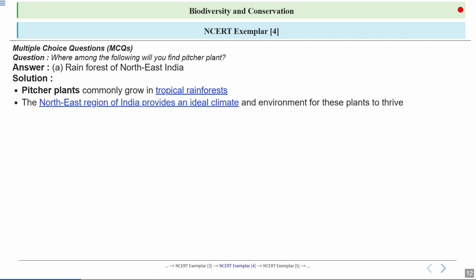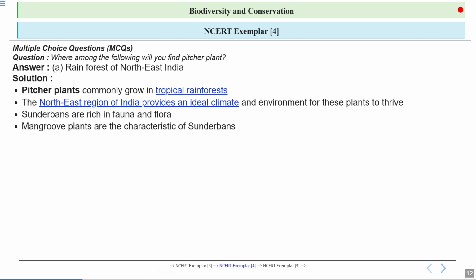The northeast region of India has a warm and humid climate with plenty of rainfall, which creates a perfect environment for plants to grow and flourish. Now, the Sundarbans, located in the delta of the Ganga and Brahmaputra rivers, are a unique and rich ecosystem that supports a wide variety of plant and animal life, making them a significant area for biodiversity. Mangrove plants are the characteristic feature of the Sundarbans as they are specially adapted to grow in the saline and waterlogged conditions of coastal areas.